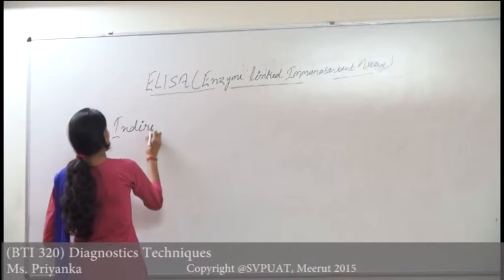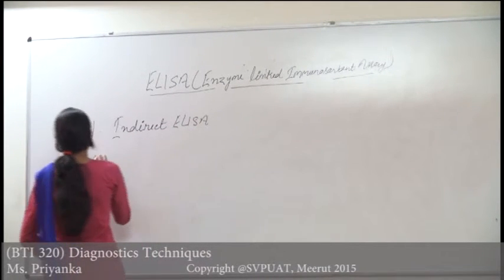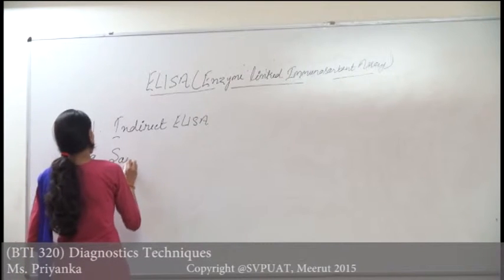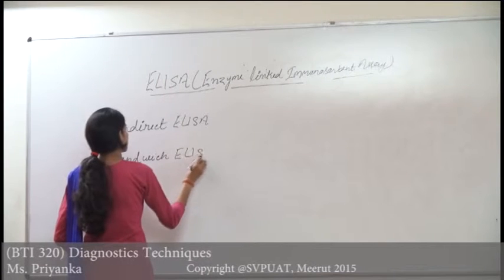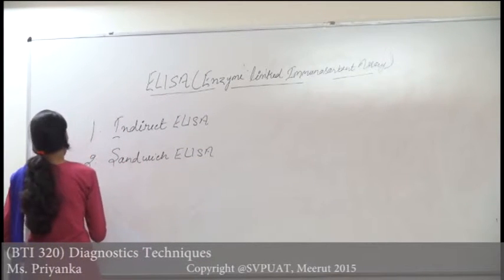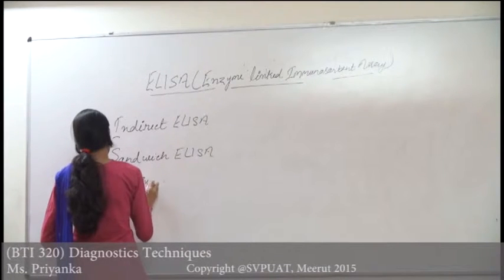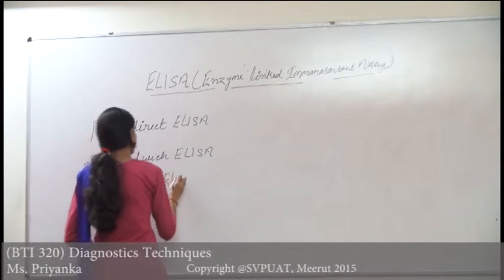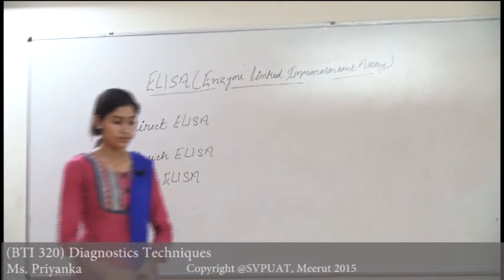first one is indirect ELISA, second is sandwich ELISA, and third one is competitive ELISA. So these are three types of ELISA.